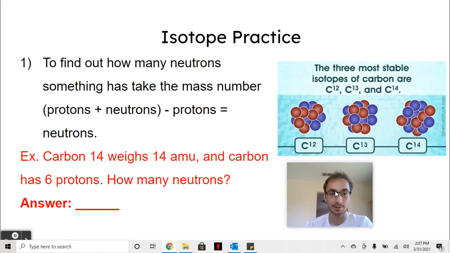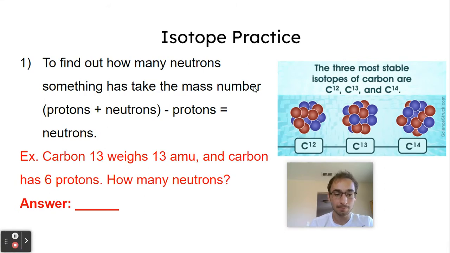Next, here's some practice. Carbon-14 weighs 14, and carbon has 6 protons. So how many neutrons does it have? Think about it. And then carbon-13. Carbon-13 weighs 13 AMU, and carbon has 6 protons. So how many neutrons will carbon-13 have now?